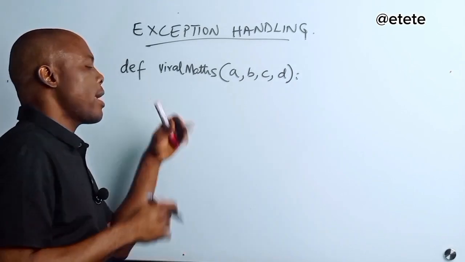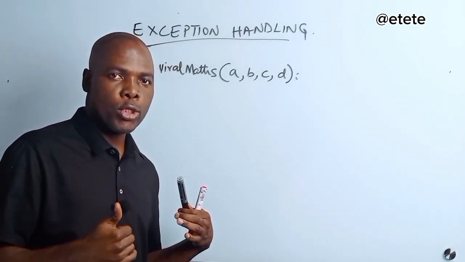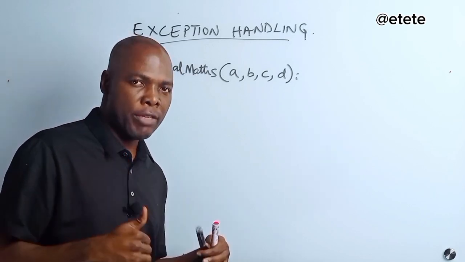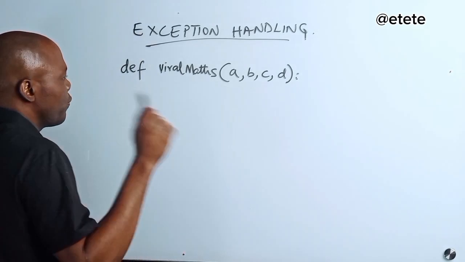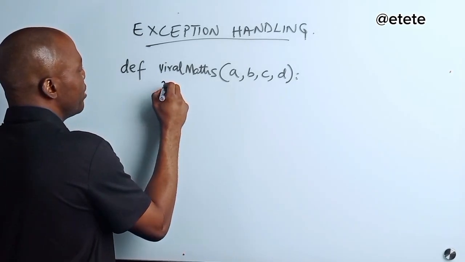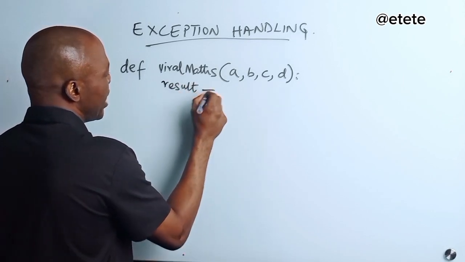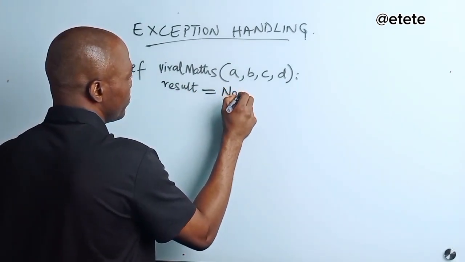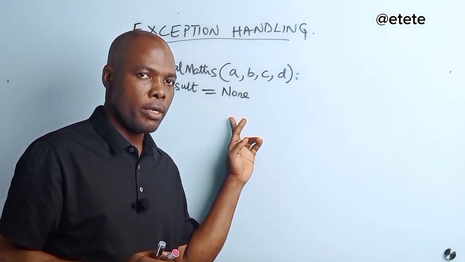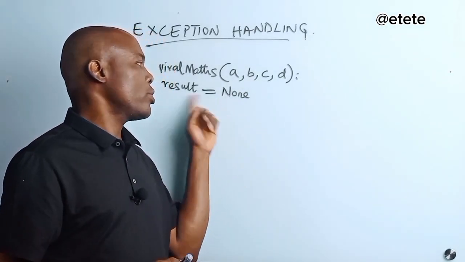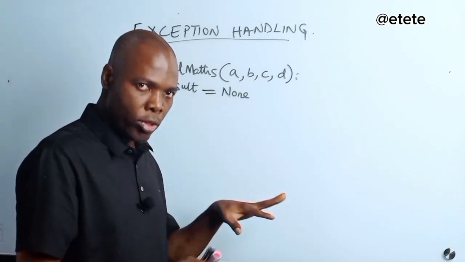Now, I want a situation where if there is no error, the result should be printed out on the screen. But if there's an error, then the error message should be displayed, right? So the first thing I will do is I'm going to create a variable result. I will define this variable result and I will set it as what? None. Meaning if there is no result, there is an error, it will return result as none. Then it will display what? The error message on the screen. It will not crash the program.